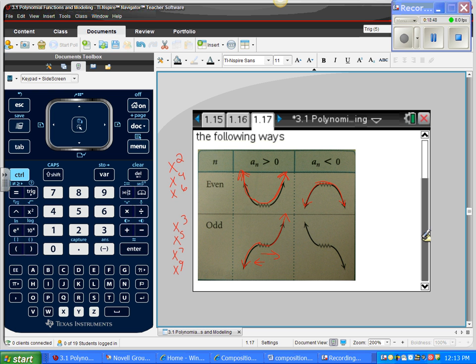Sorry, guys. I was thinking negative x squared, negative x to the fourth, negative x to the sixth. Sorry about that. Negative x cubed, negative x to the fifth, negative x to the seventh, negative x to the ninth. All of these are going to have that same trait. As I go to negative infinity, it's going to shoot up. As I go to positive infinity, it's going to shoot down. So you have to have these rules memorized.